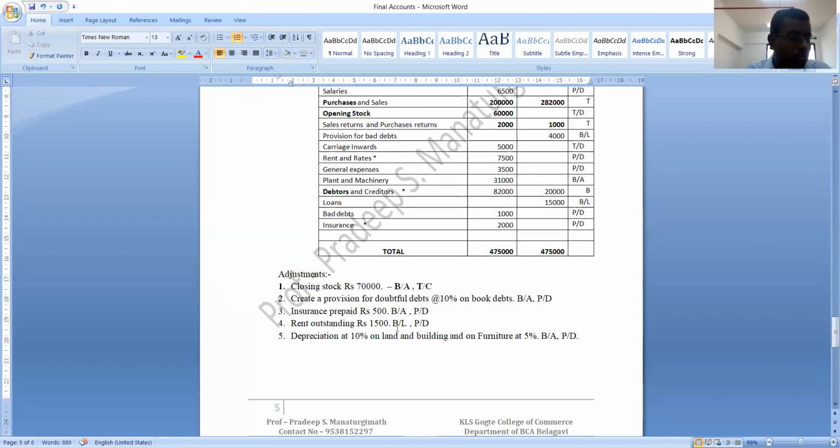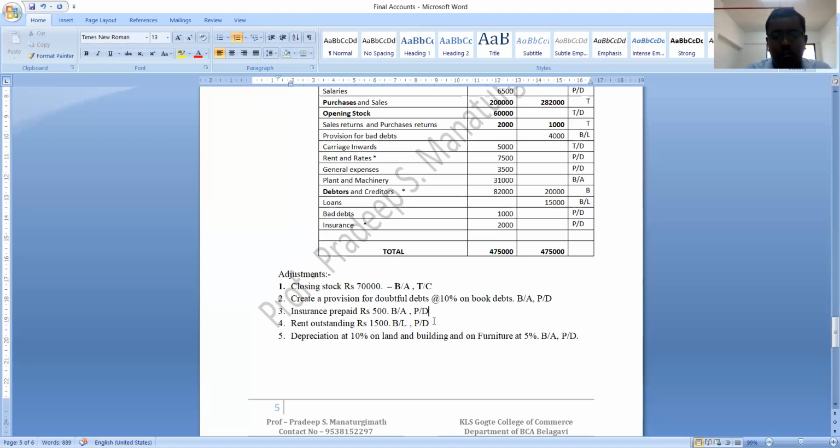The next one is prepaid insurance. I told you two things. Outstanding expenses are liabilities, they must be added, and prepaid expenses are assets and they must be deducted. So here prepaid insurance is an asset, so it must be recorded in the balance sheet on the asset side, and it must be deducted from insurance on the debit side of the profit and loss account.